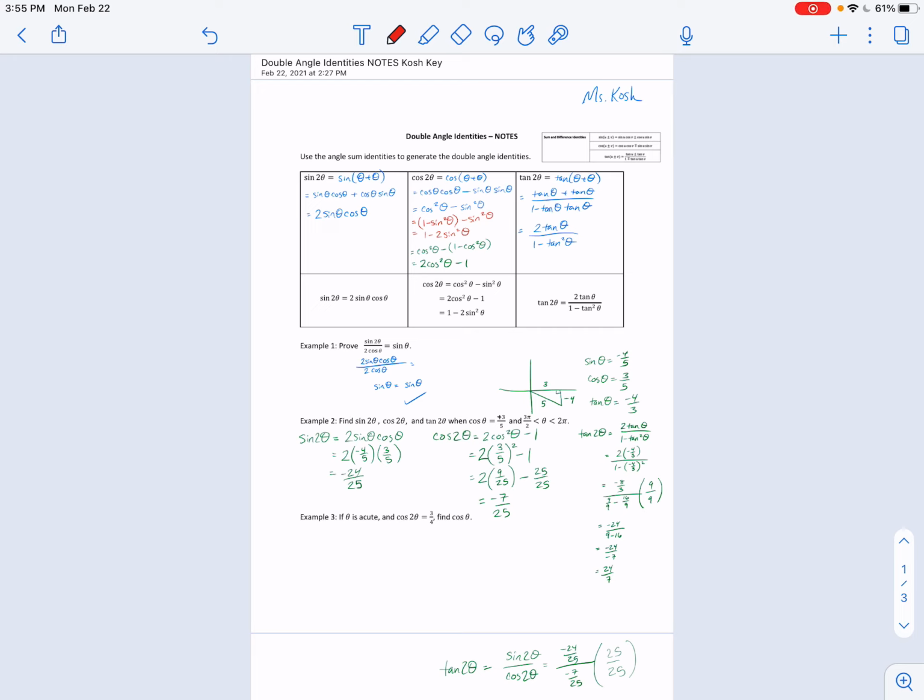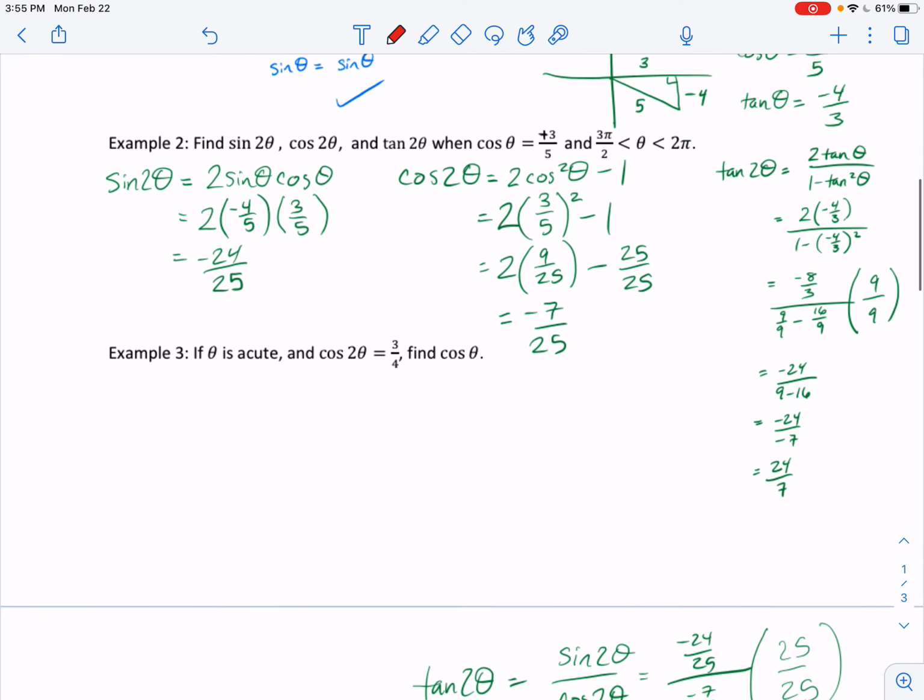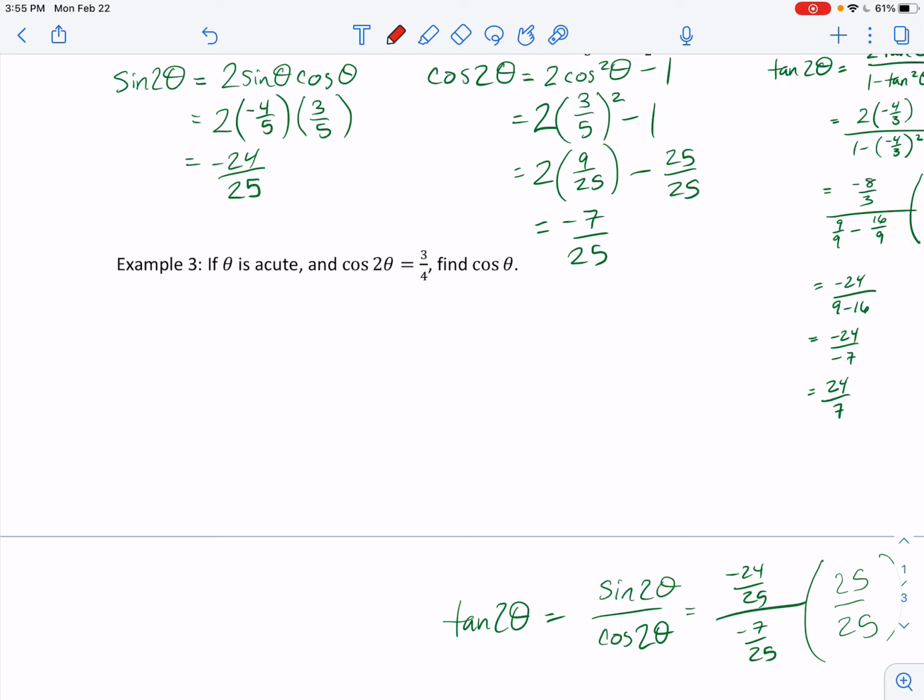Hello again. We are continuing our double angle identity notes. I got through generating the formulas and the first two examples when I had a knock at the door. Okay, sorry. So let's look at number 3.